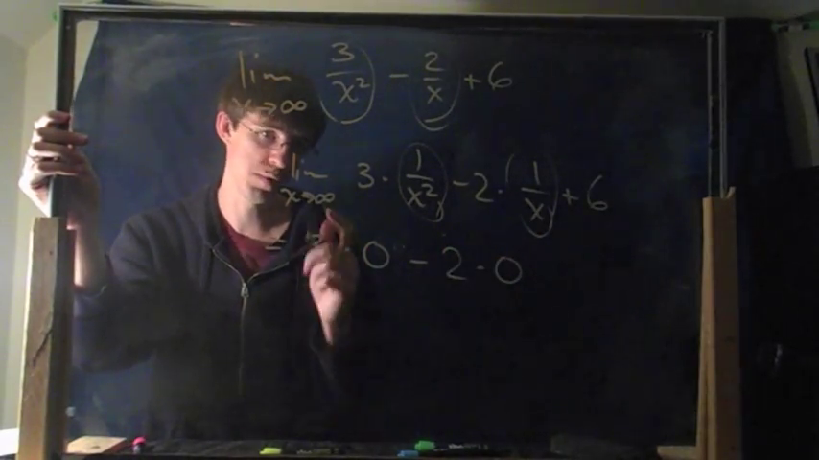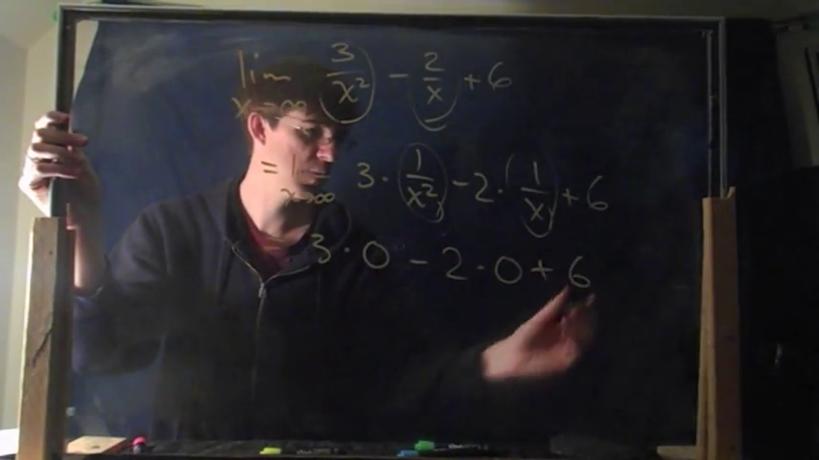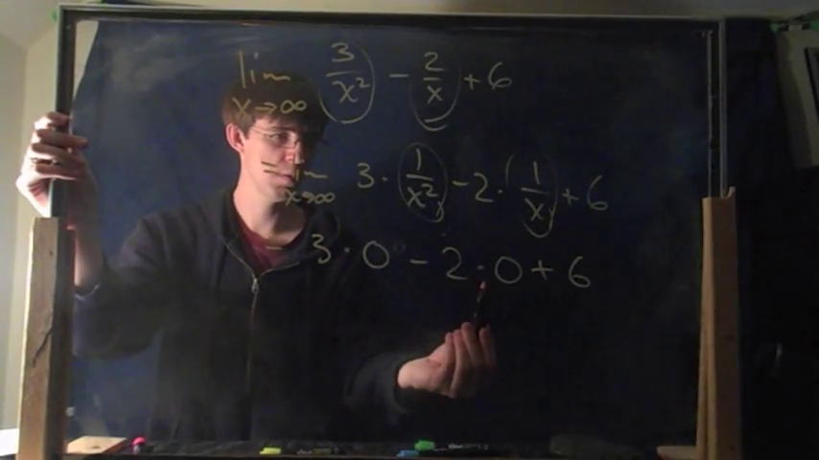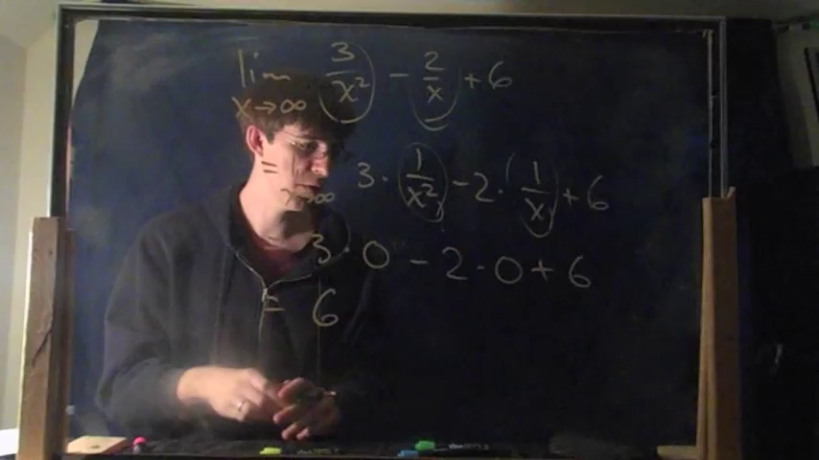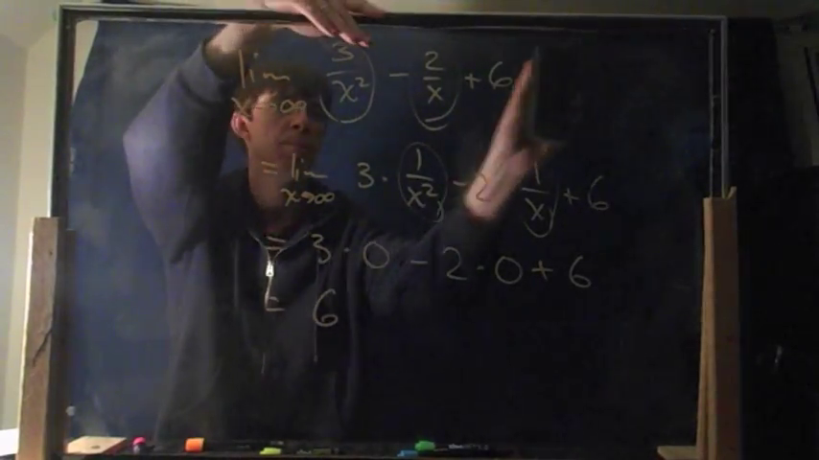This part is also 0 when you do the limit. And then plus 6. So what's my answer? 0, 0, plus 6. So the answer is 6. All right? Let's try some more.